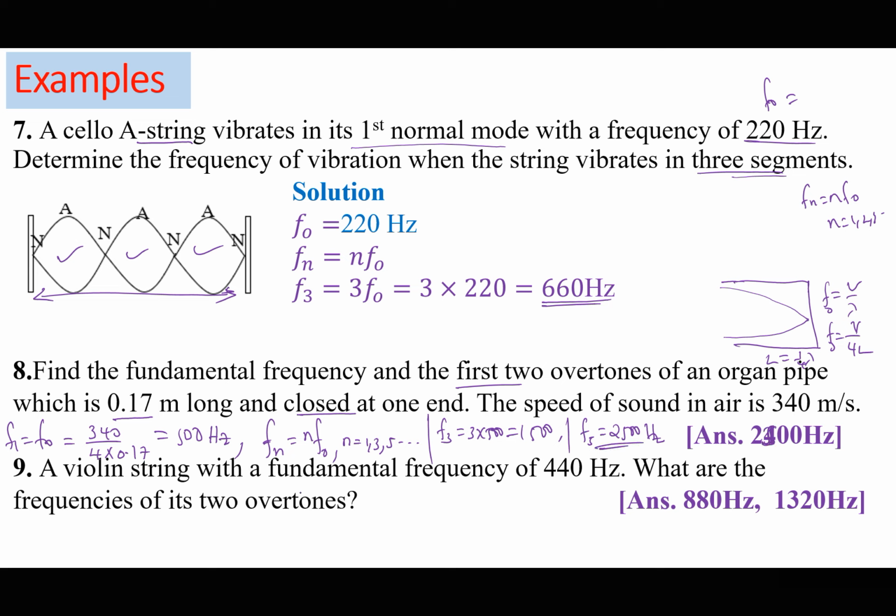A violin string with a fundamental frequency of 440 Hertz, so what are the frequencies of its 2 overtones? So it is a string. If it is a string, we know that Fn equals n times F0, where n is equal to 1, 2, 3, and so on and so forth. So you can just check these values. I will not check them.